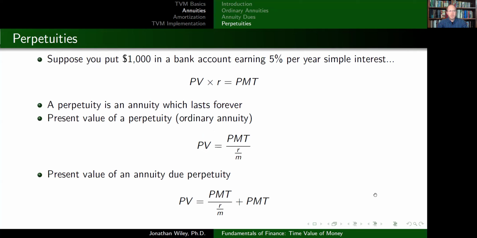Perpetuities are a situation in which you have an annuity. It's the same amount every single period for a specified number of periods. But here's the wrinkle. The wrinkle is it's an infinite number of periods. So the specified number of periods is infinite. So it just goes on forever and ever.